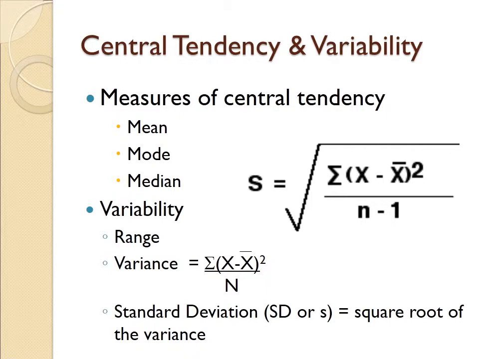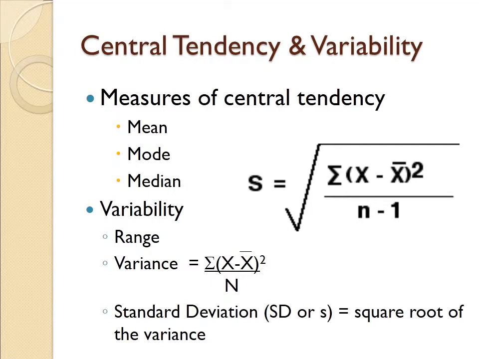We can also calculate variance. Variance is simply taking every individual score minus the mean of that sample, squared, added up, and divided by n. Anytime you see sigma, that's that little weird-looking backwards E guy there, that simply means just do this for every single score and add it up.